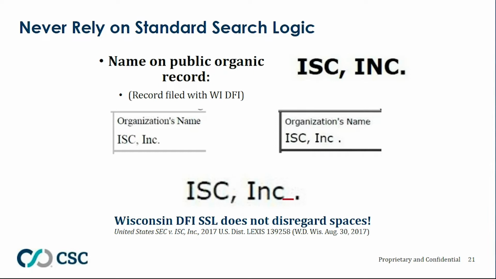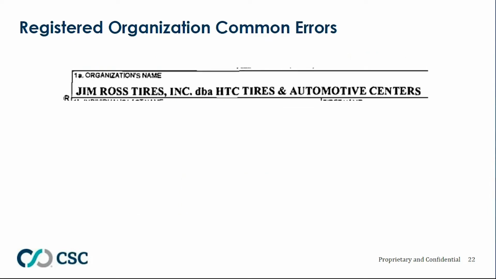So don't rely on assumptions of how the search logic works. Fix the error in the name as soon as it's discovered. Here's some other examples. Jim Ross Tires, Inc., DBA HTC Tire and Automotive Centers.